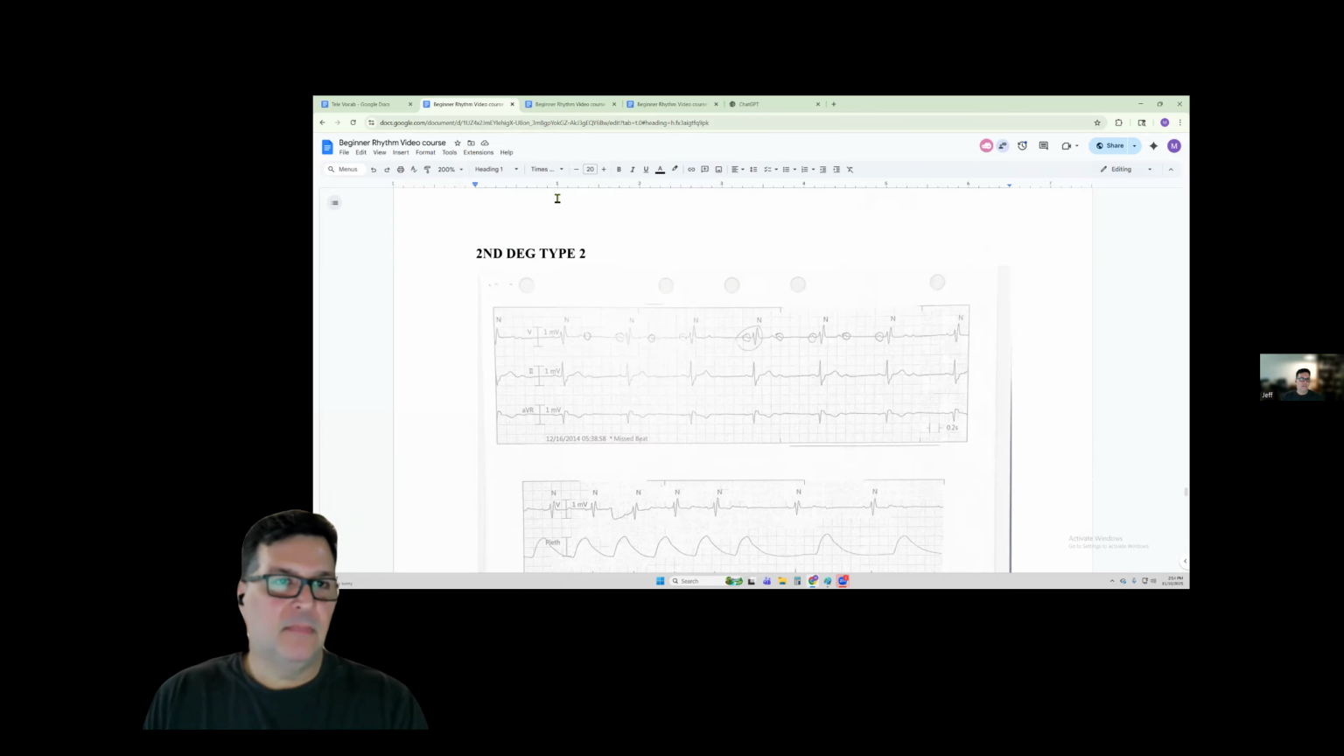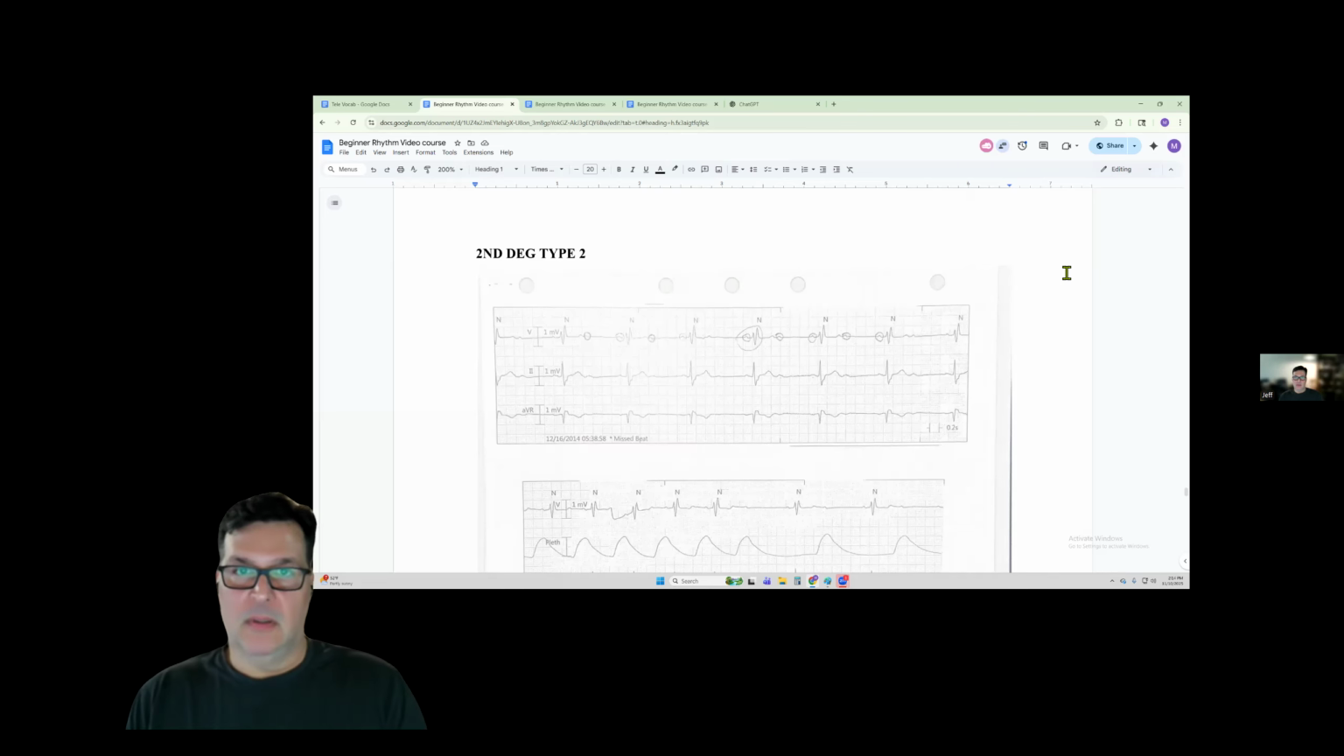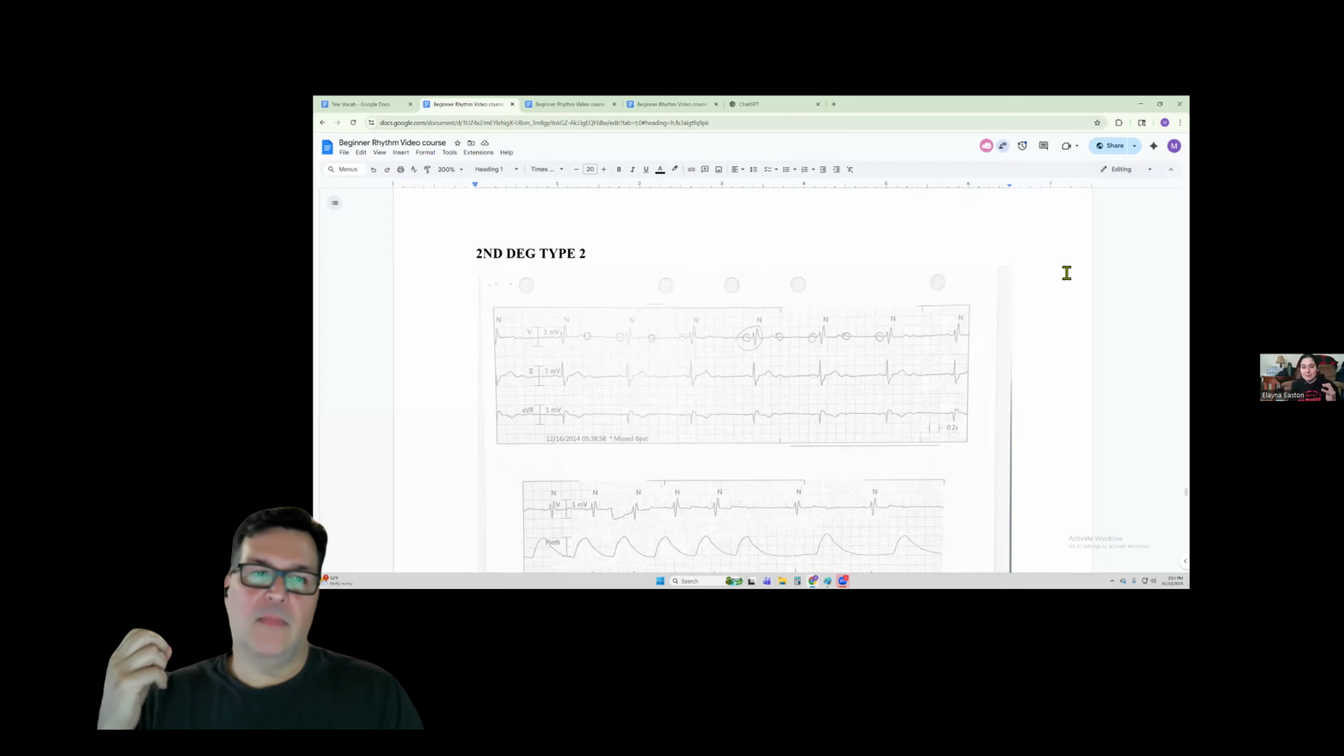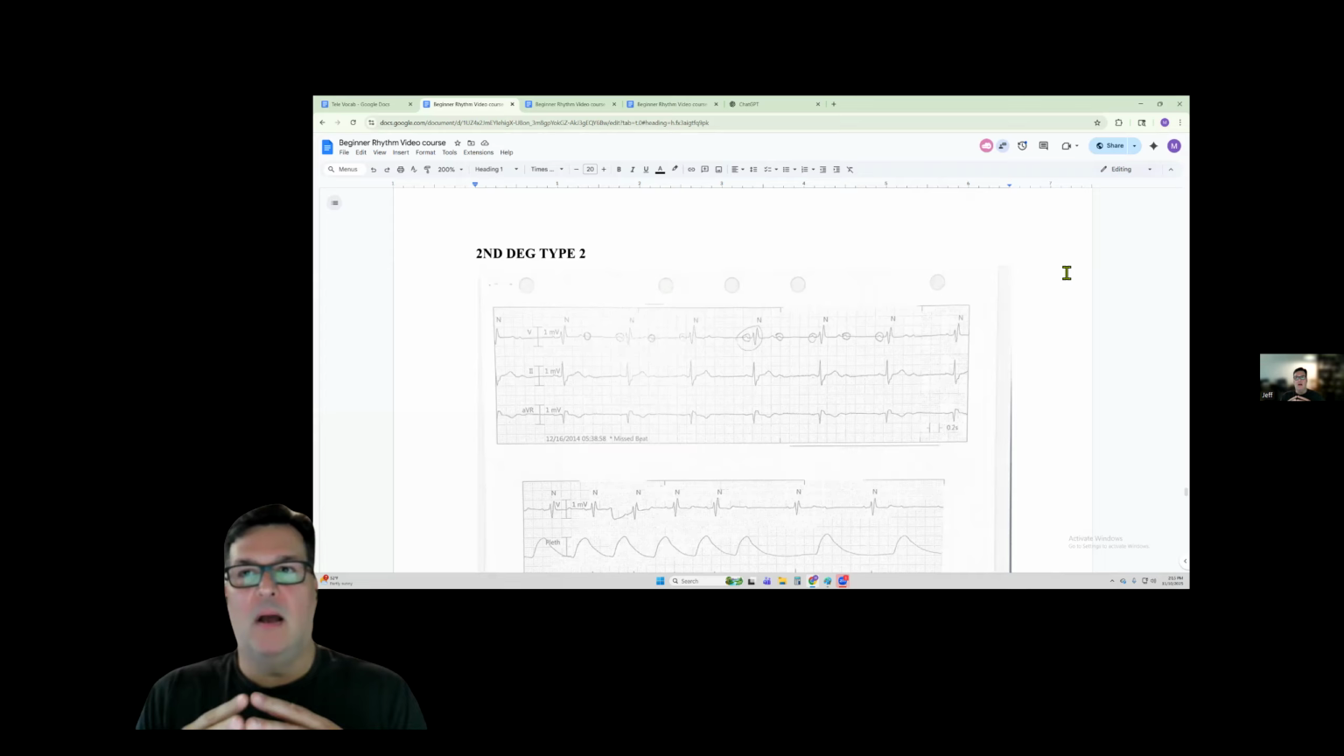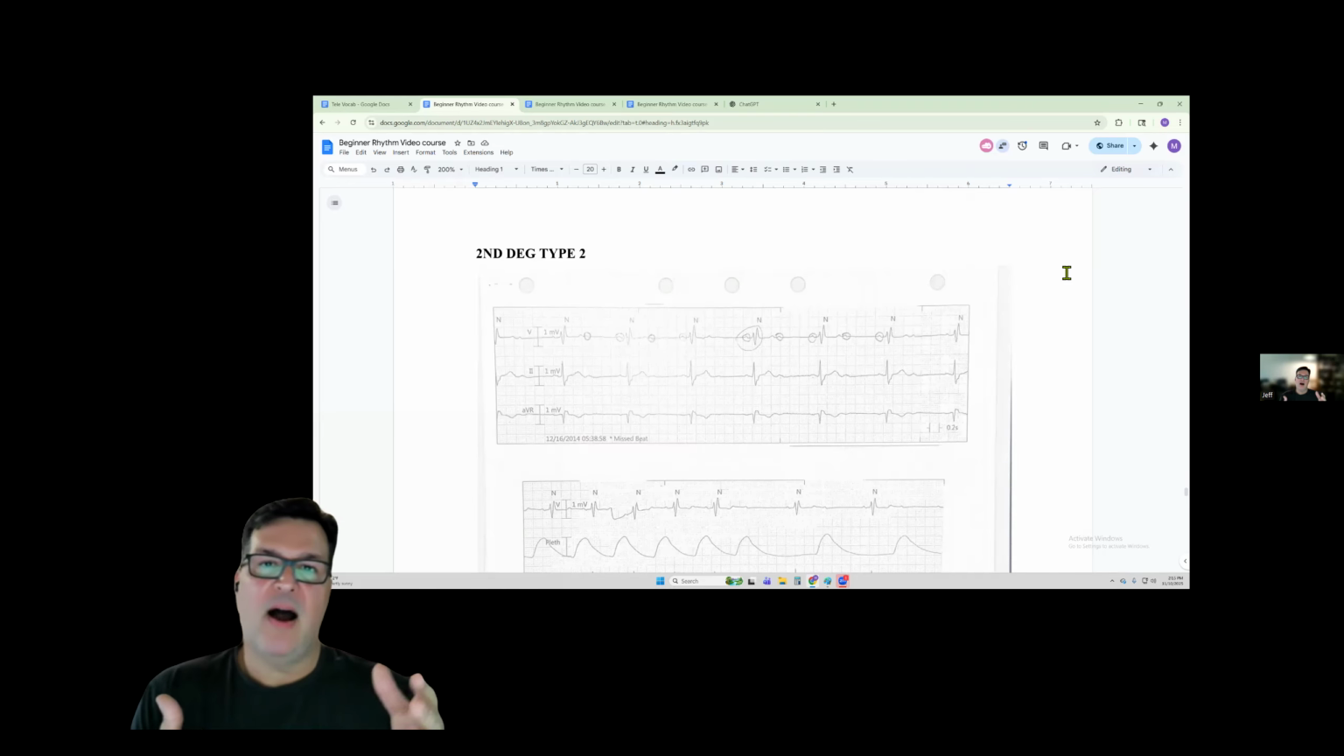High-grade AV block. Okay, so secondary type 2. Type 1, the PR interval goes longer, and missing QRS complex. Secondary type 2, you got a question there? Yes. Is a high grade AV block under the second degree AV block? All that says is 3 or more blocked QRS complexes. So you can have a high grade with a type 1 or a type 2. Okay.